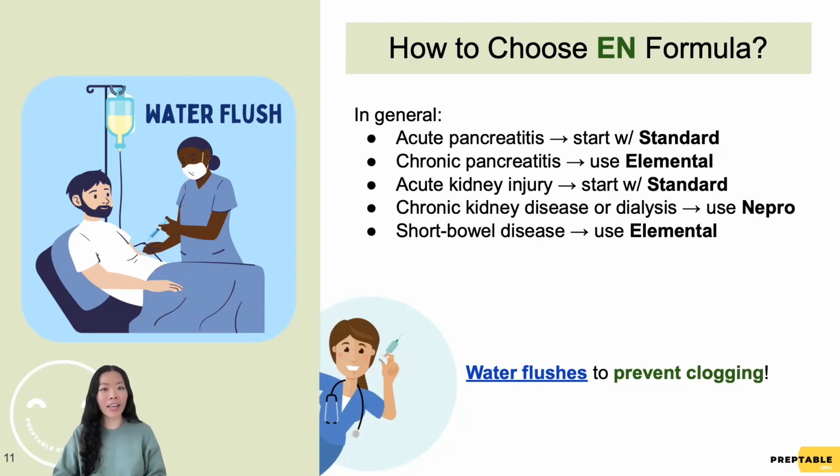If you have chronic pancreatitis, use elemental or semi-elemental formulas, especially if the standard formulas are not tolerated. Moving on, if you have acute kidney injury, start with standard formula. But if you have chronic kidney disease or if you're on dialysis, use Nepro, the specialized formula for CKD. And lastly, if you suffer from short bowel disease, try elemental formula for better absorption.